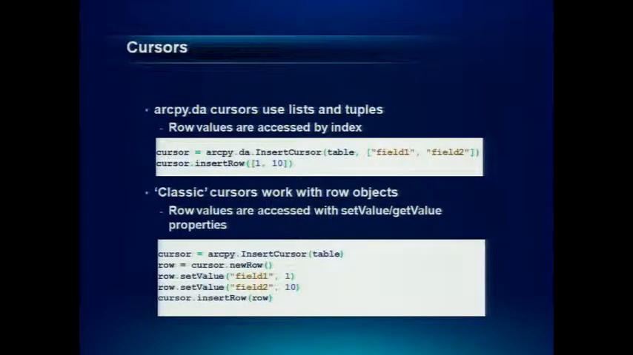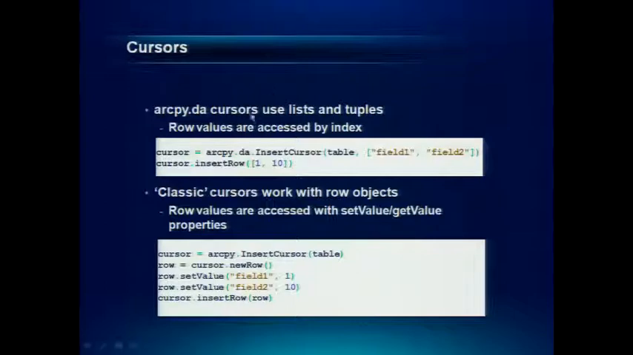This slide here is sort of more of a contrast situation. The top one here, this is the new cursors. With the new cursors, the data access cursors, we work with lists and tuples. The old cursors, we'll call them classic cursors, work with row objects.